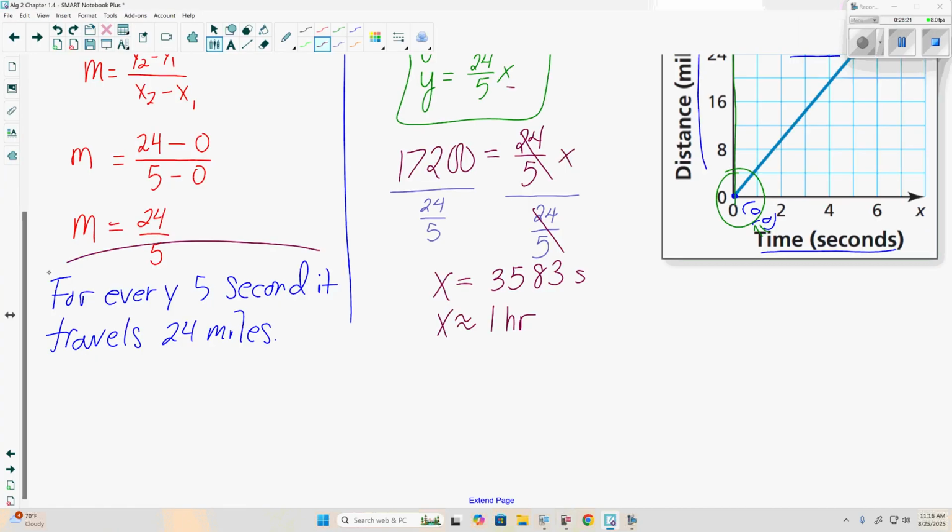So, all right, guys. The three things this was looking for were 1, to interpret the slope: for every 5 seconds, it travels 24 miles. 2, the equation of a line: Y equals 24 fifths x. And 3, the amount of time it would take to travel 17,200 miles: 3,583 seconds. So we did need to find the slope, but we didn't use that as part of our answer. Questions on this here?